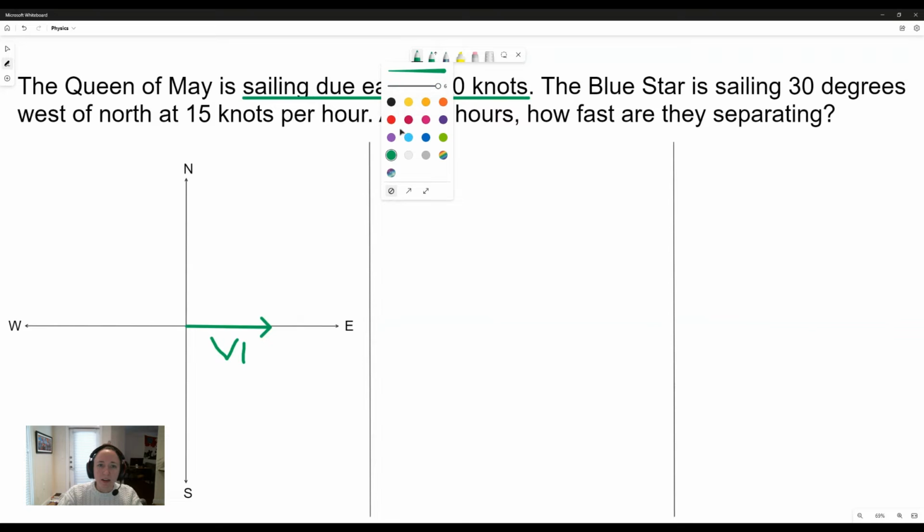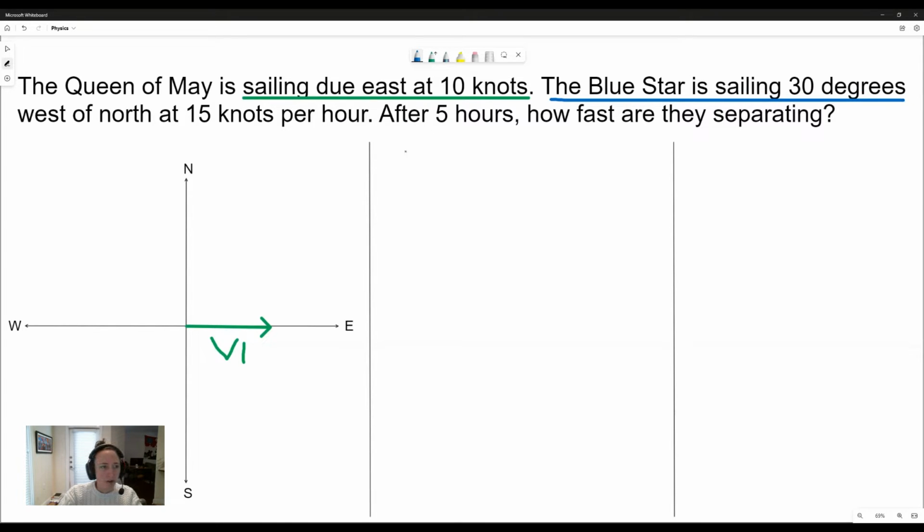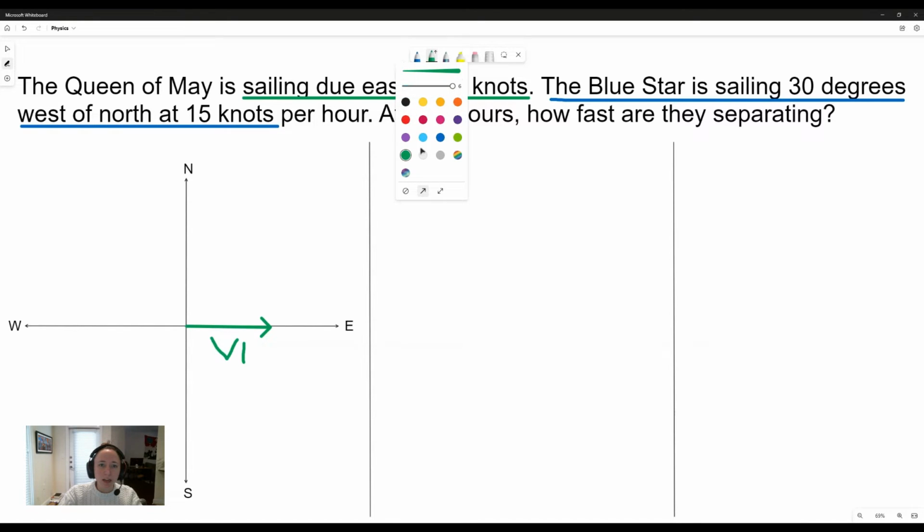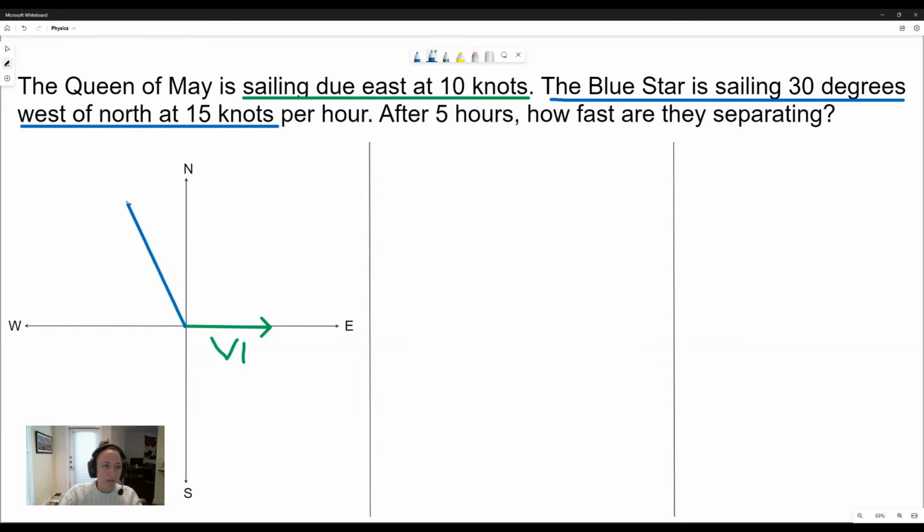The next piece of information in this problem is that the blue star is sailing 30 degrees west of north at 15 knots per hour. If we look at our coordinate axis, north is pointing up, and west of north is this direction. It's going 30 degrees west of north at 15 knots per hour, and we'll label this V2, and we'll say 15. And V1 is equal to 10.